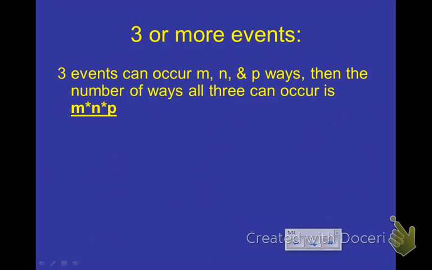Well, what if I've got more than 2 events? Well, we say 3 events can occur M, N, and this time P ways. Again, M, N, and P are just numbers. Then the number of ways all 3 can occur is M times N times P. So if you have 3 or more events, you just multiply the number of ways each event can occur.